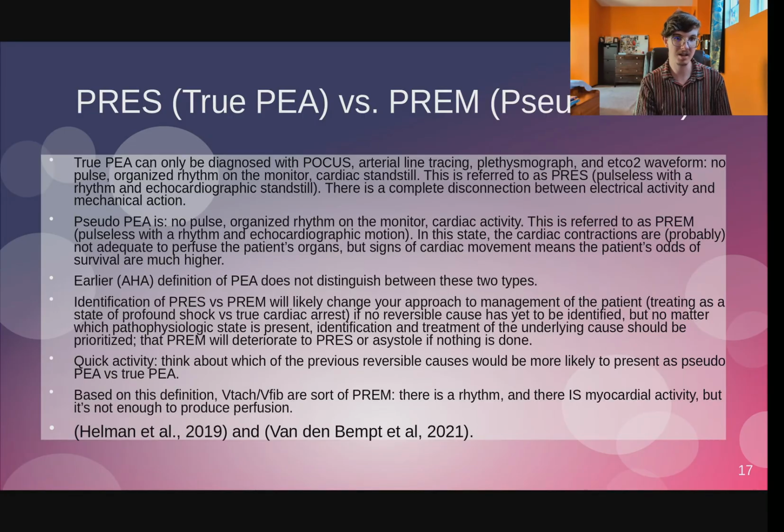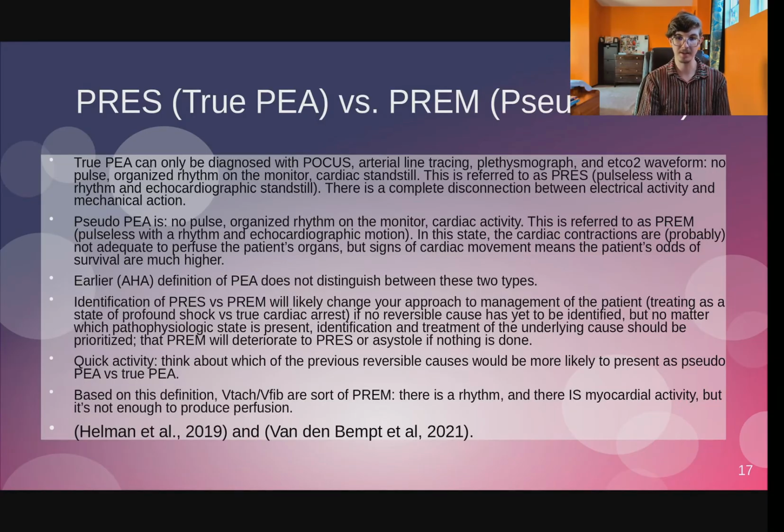Right? You're seeing electrical activity and you have no mechanical activity. The patient might as well be in asystole. Meanwhile, pseudo-PEA, the definition here, think back to hypovolemia like we were talking about earlier. No pulse, organized rhythm on the monitor, and when you go to do your point-of-care ultrasound, you see cardiac activity. This is referred to as PREM, pulseless with a rhythm and echocardiographic motion.